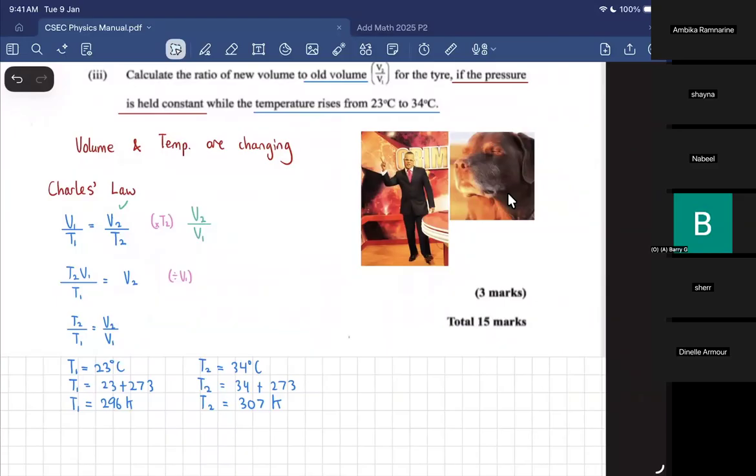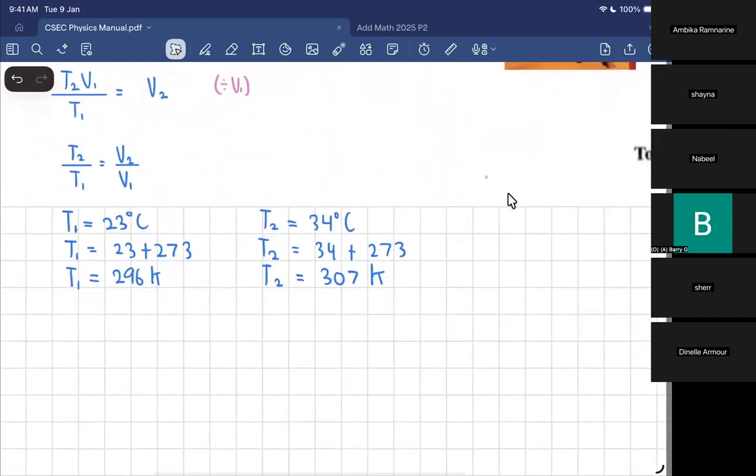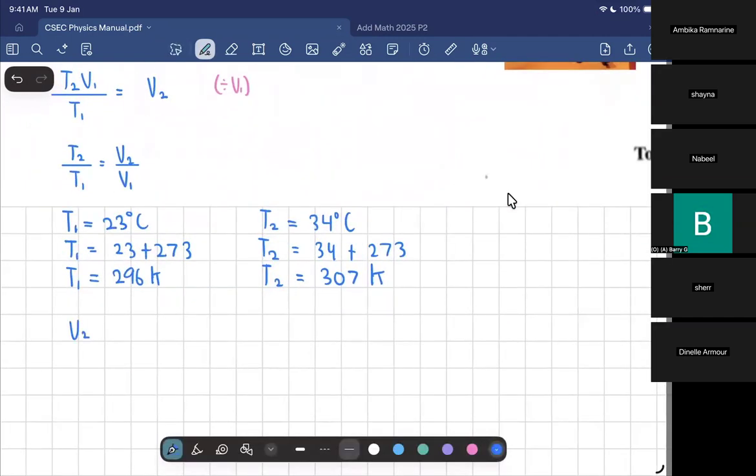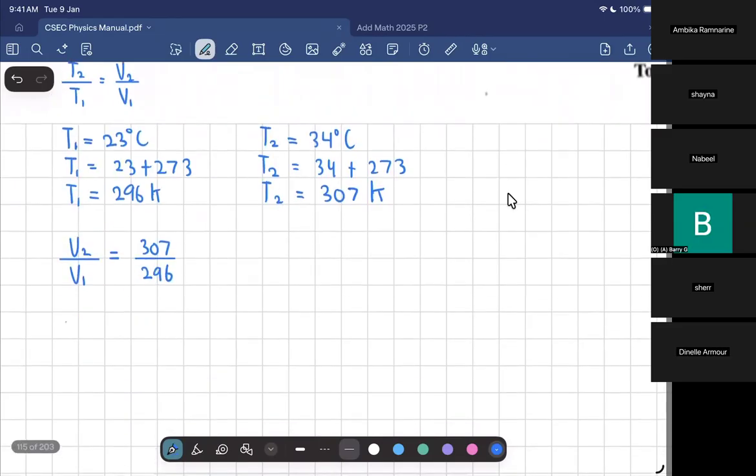So Sheena, now that I have T2 and T1 in Kelvin, how am I gonna find my answer for V2 over V1? Well, we know that V2 over V1 is equal to T2 over T1. So what is T2? 307 Kelvin. And what's T1? 296. Right, so plug into the calculator and let me know what you're getting to two decimal places.